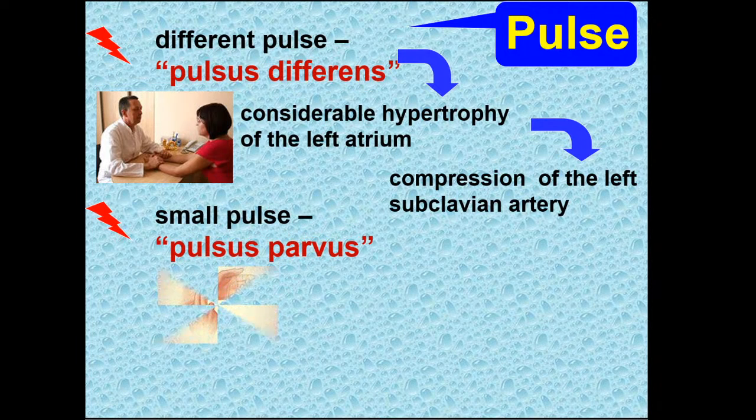Then we can reveal that the volume of the pulse will be small. It correlates with heart stroke volume. The emptier the left ventricle, the less blood in the peripheral circulation. Pulsus parvus.